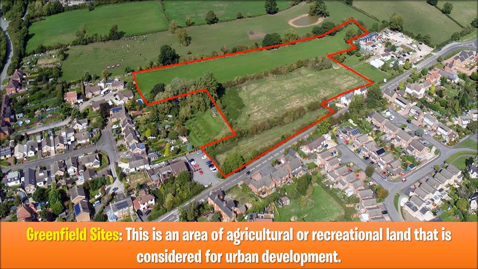A greenfield site is an area of agricultural or recreational land that is considered for urban development. So here we can see a picture of some land with a red line around it. The plan is they're going to use that property to build facilities and infrastructure. That is a greenfield site. It's green and they're going to build on top of it.